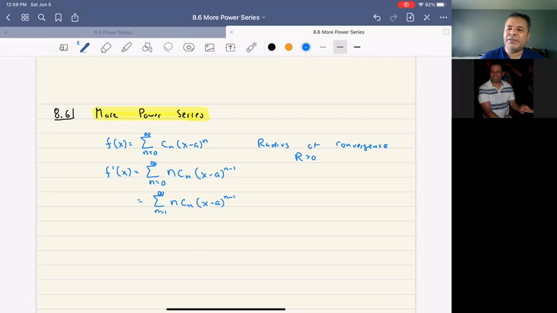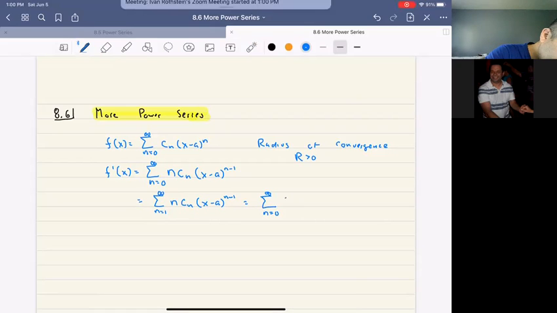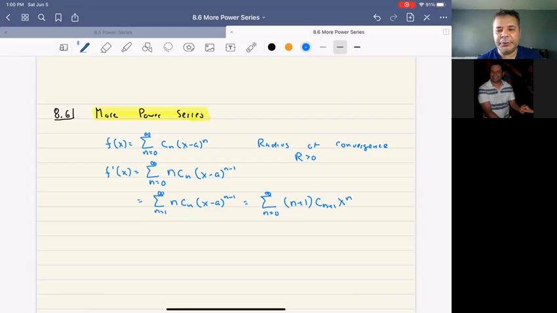And now I'm going to shift back by 1. Okay, so if I shift back by 1, what I'm noticing, my first term here should be 1. So that means instead of n here, I should do n plus 1. Okay, instead of c sub n, it's going to be c sub n plus 1. And then x minus a to the n. Okay, all right. We could also do the antiderivative or the integral.